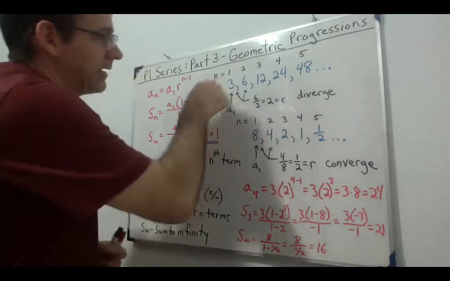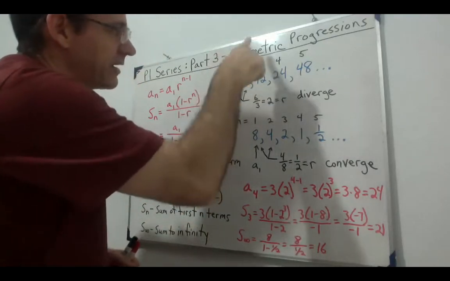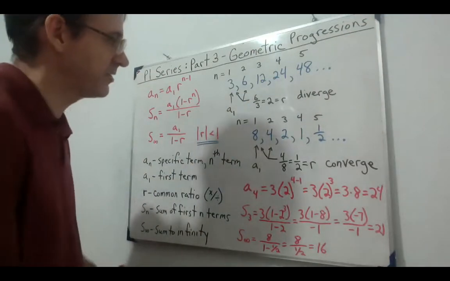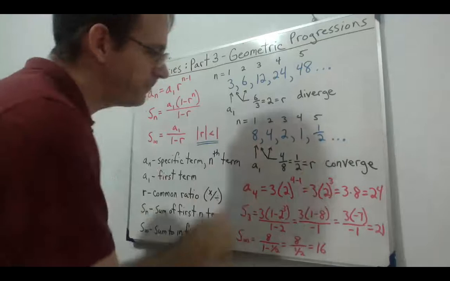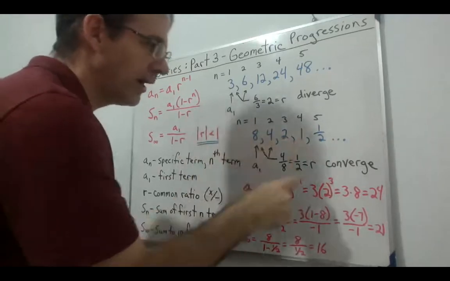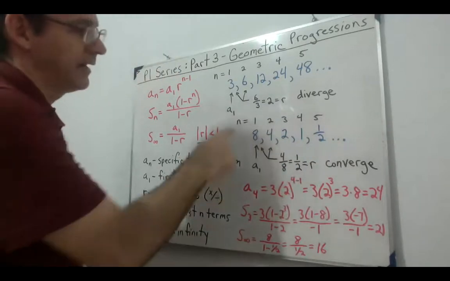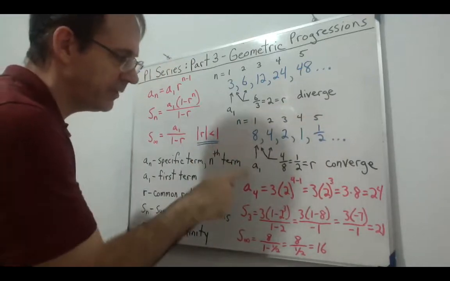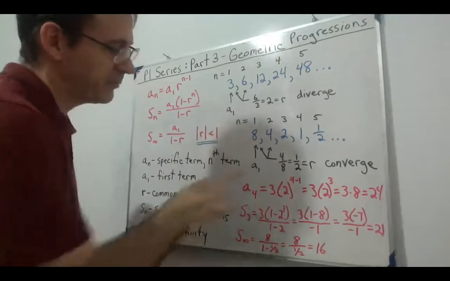Then, and then again, n being your first term, second term, third term, whichever term of the progression that you want to look at specifically. Here's a different one: 8, 4, 2, 1, 1/2. Again, your specific term. Here is your first term, a subscript 1.